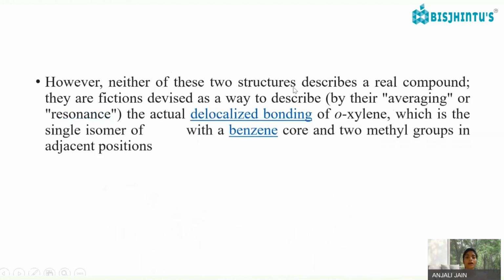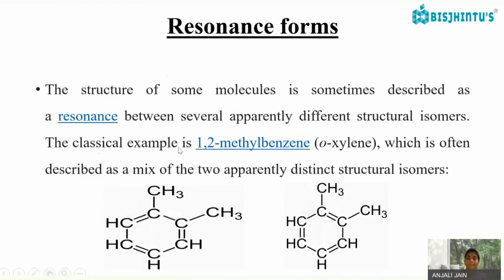However, neither of these two structures describes a real compound. That is described by their averaging, or resonance. Thus, the delocalized bonding of orthoxylene, which is the single isomer with a benzene core and two methyl groups in adjacent positions. So, if we see over here, resonance means the interchanging of the double bond which exists.